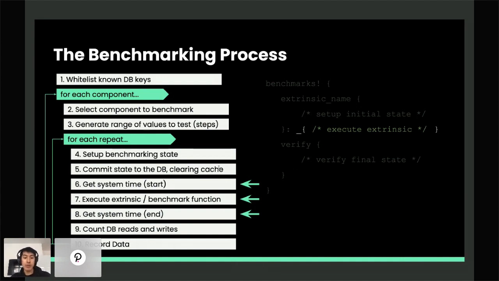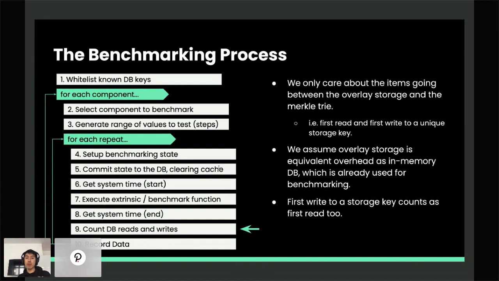Once we run our function, we have a difference in time. We know approximately how long it takes to run this function. The next thing we do is count the number of DB reads and writes. I mentioned this already, but the database operations in your blockchain are quite expensive. So it's important that we accurately measure how many reads and writes your extrinsic took. We have a special database which tracks which storage keys you are reading and writing during the benchmark, and counts the number of keys.